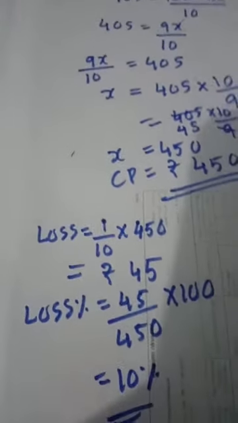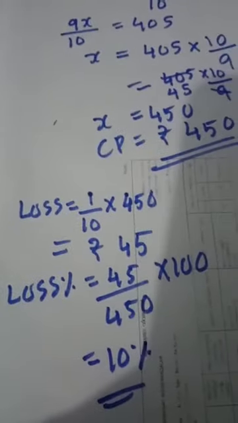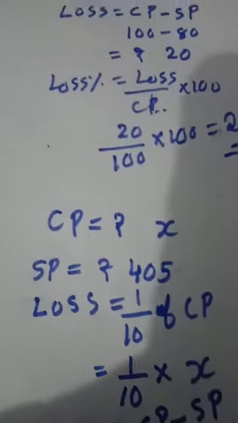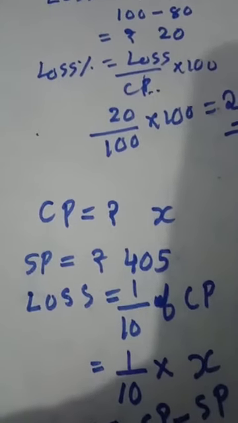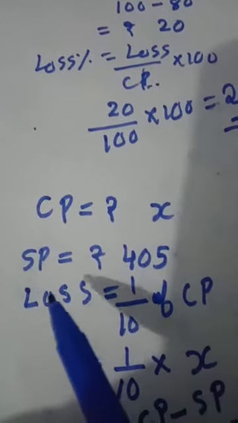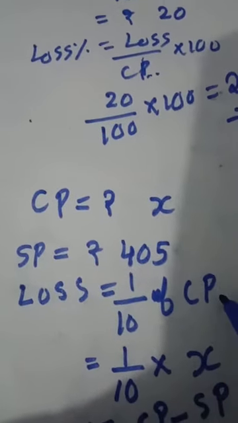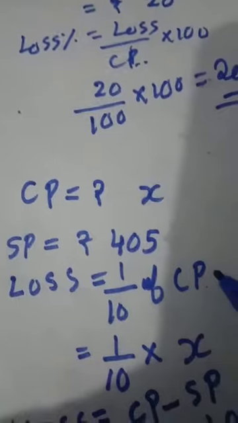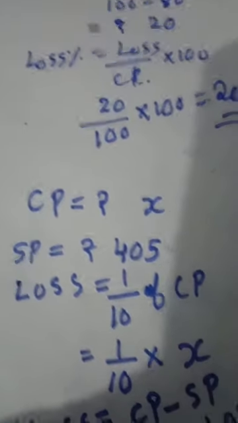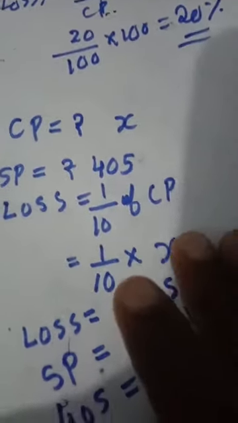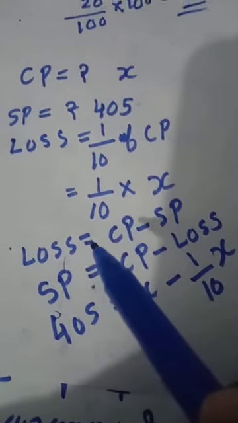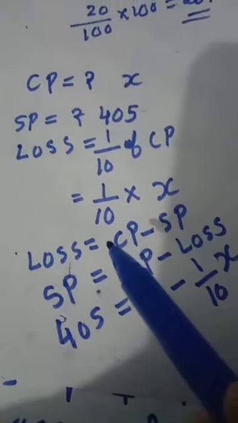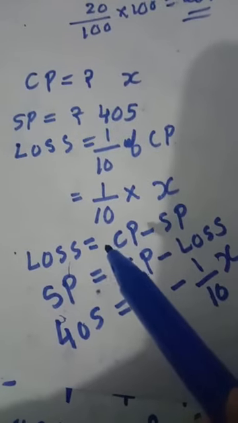Okay, got it? So first, it is given that SP is equal to 405, and there is a loss of 1 by 10 of cost price. But we don't know the cost price, so let it be X. So loss is equal to 1 by 10 into X. Now one thing is given: loss means CP is always greater and SP is less.